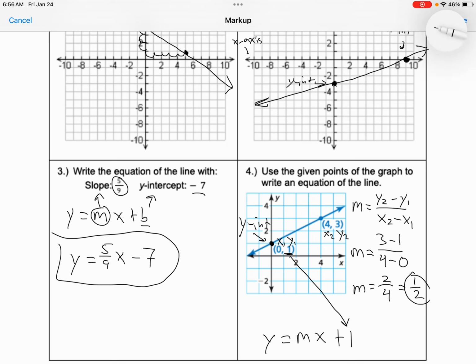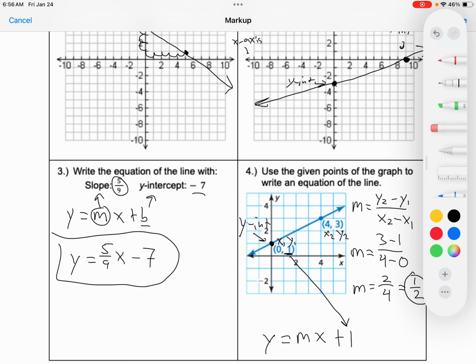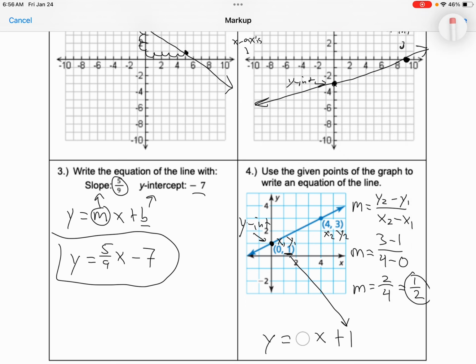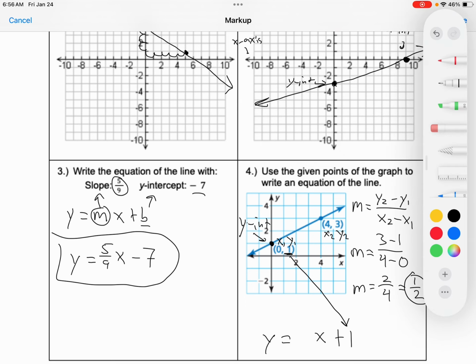So that is what I would need to put in place of my slope in my equation. Looks like I need a smaller eraser to do that. So that's what I'm going to put in place of my slope here, is 1/2. And then I'm done.